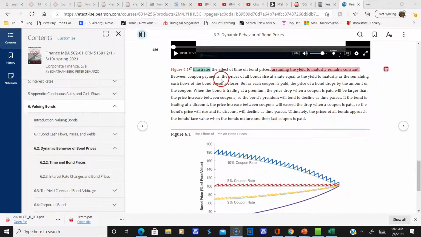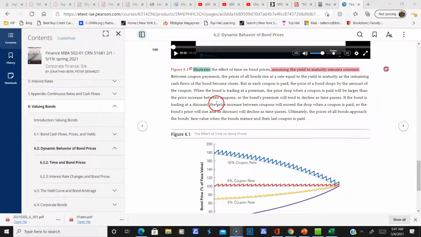So if the yield to maturity remains constant between coupon payments, the prices of all bonds rise at a rate equal to the yield to maturity as the remaining cash flows of the bond become closer. But as each coupon is paid, the price of the bond drops by the amount of the coupon. Okay? When the bond is trading at a premium, the price drop when a coupon is paid will be larger than the price increase between coupons. So the bond's premium will tend to decline as time passes.